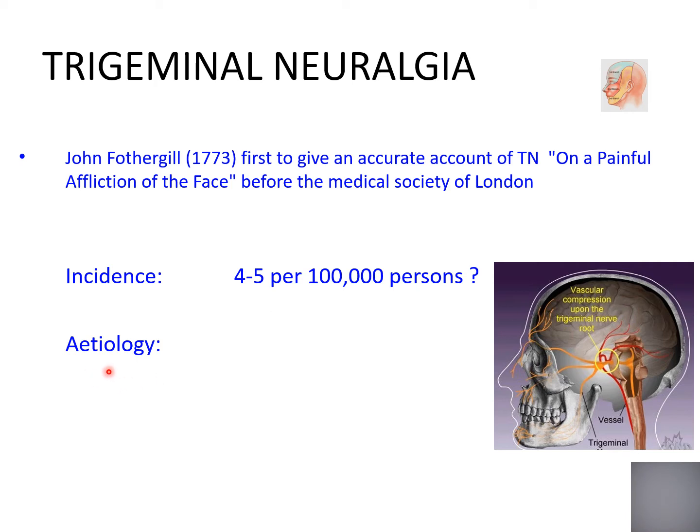What causes trigeminal neuralgia? Generally, it's regarded as an idiopathic condition. However, some patients may reveal evidence of vascular compression of the trigeminal ganglion and the main rootlets of the trigeminal nerve. So, for example, an anomaly of the superior cerebellar artery may be compressing on the trigeminal ganglion and producing symptoms of trigeminal neuralgia.